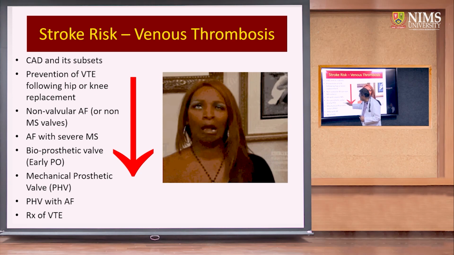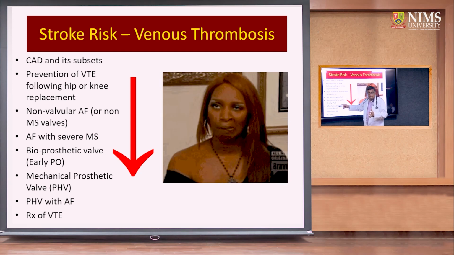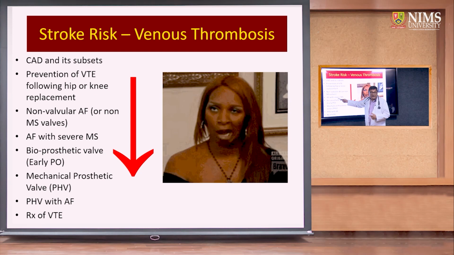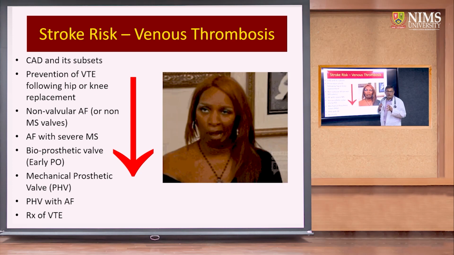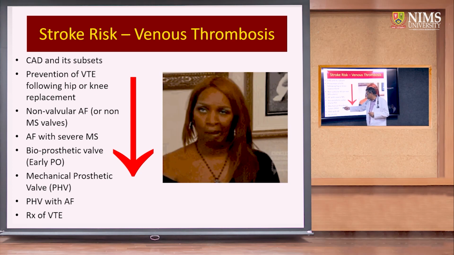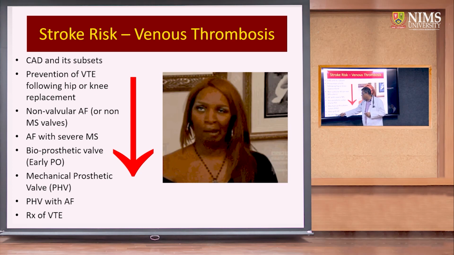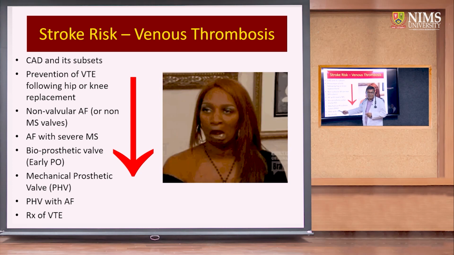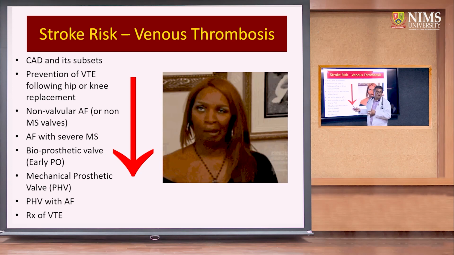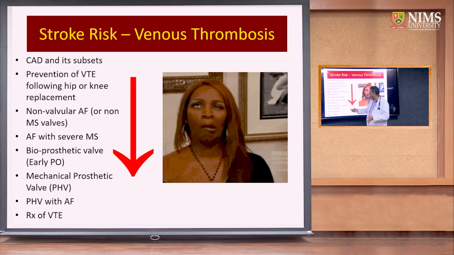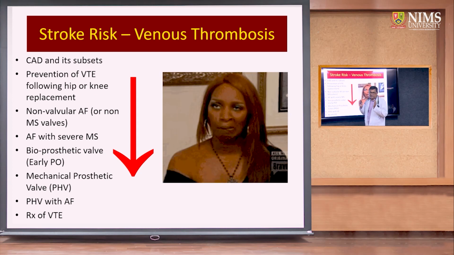Then if you have a bioprosthetic valve early on, then the risk is even higher than plain MS with AF. But if you have a mechanical prosthetic valve, then you have a long-term higher risk of venous thrombosis. But if you have a prosthetic heart valve with AF, then you can imagine that there are two factors causing increased risk, and then the risk is the highest. A mechanical prosthetic heart valve with AF has the highest risk.